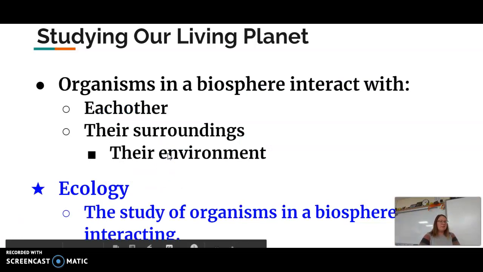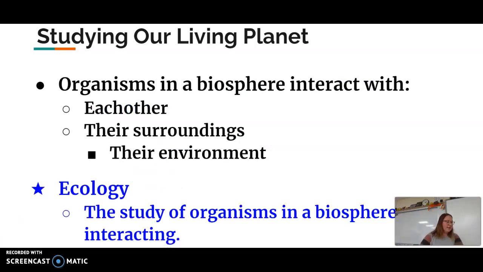Studying our living planet. So one of the questions that we ask is, how is the Earth a living planet? Well, organisms in a biosphere interact with each other. They also interact with their surroundings. And another word for their surroundings is their environment. Another vocabulary word for us this time is ecology, which is the study of organisms in a biosphere that are interacting. Basically, what that says is ecology studies individual organisms on the Earth interacting.